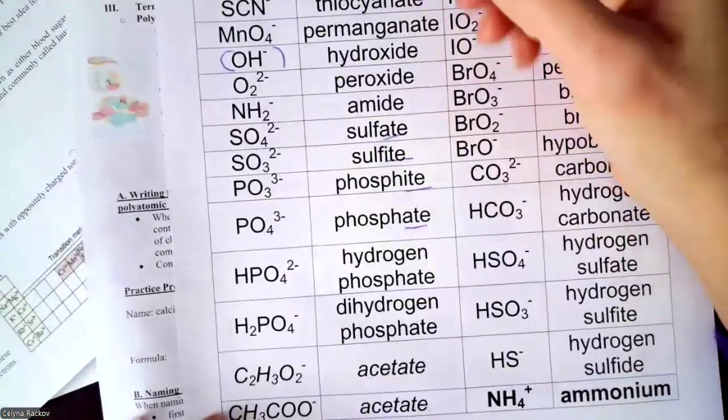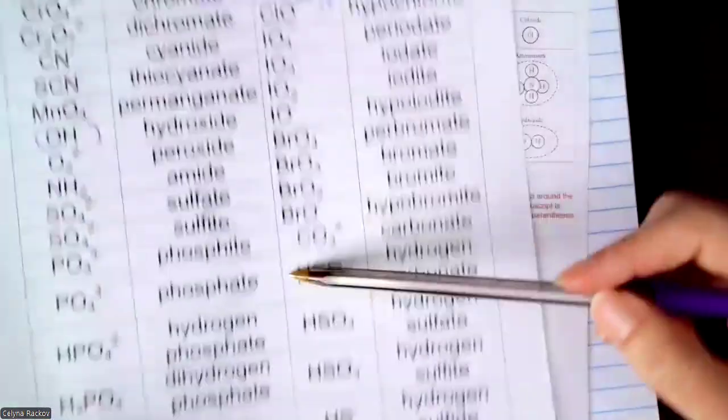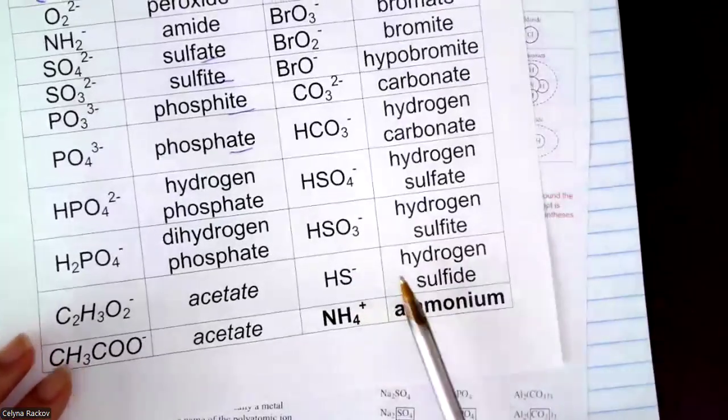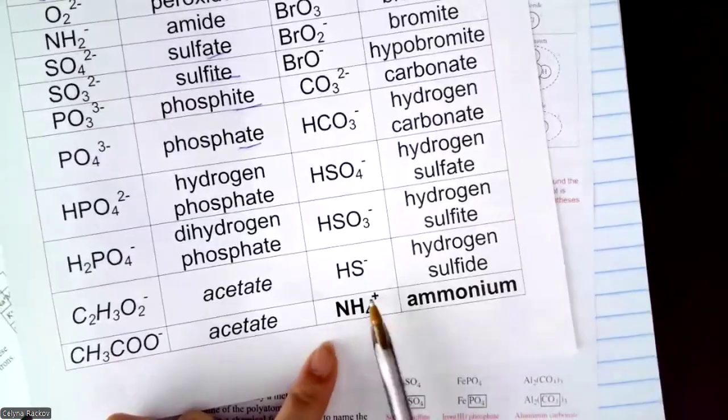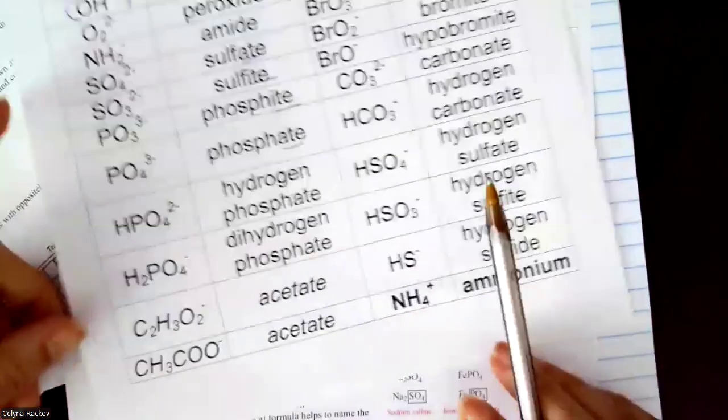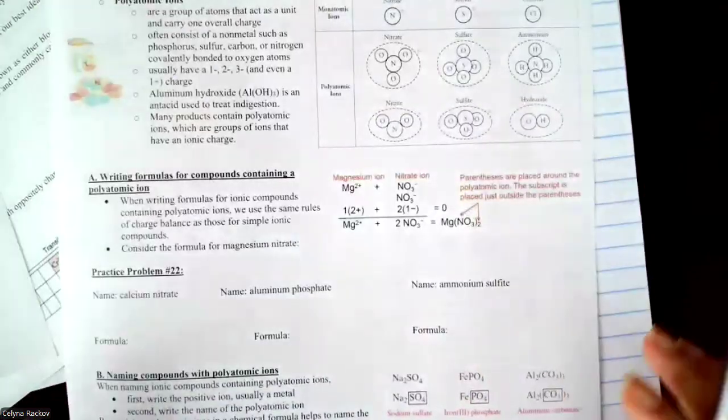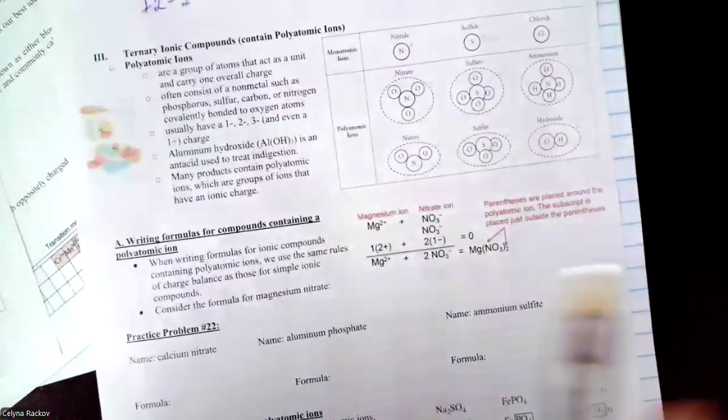Oh, actually, usually the polyatomic ions are negative, I've seen here. But then the ammonium is the positive, NH4 plus. Right. Okay, so let's check it.